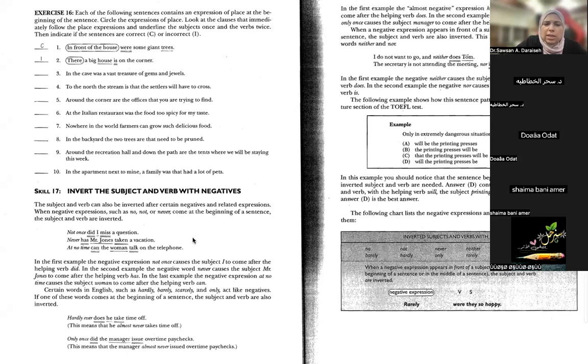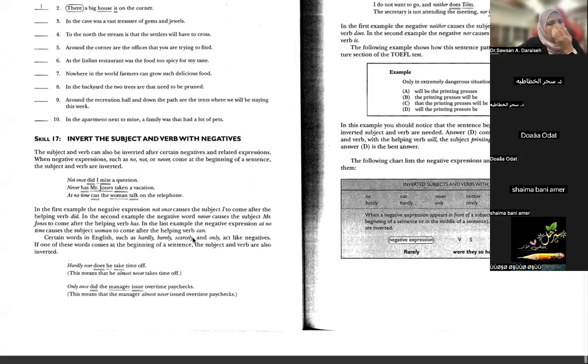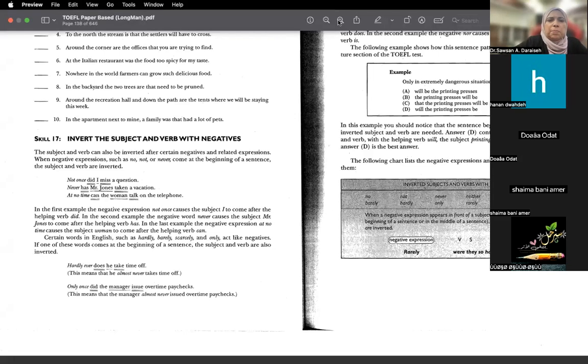Let's take a look at these sentences, as you can see. So the subject and the verb can also be inverted. That means flip, the verb goes first and then the subject later after it. This happens after certain negatives and related expressions. When negative expressions such as no, not, or never come at the beginning of a sentence, the subject and the verb are inverted. Look at these examples.